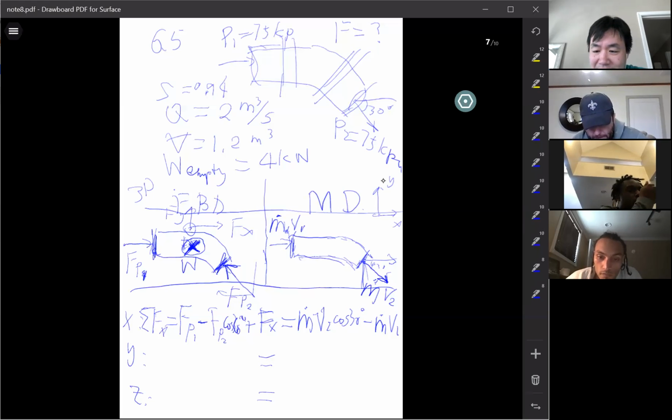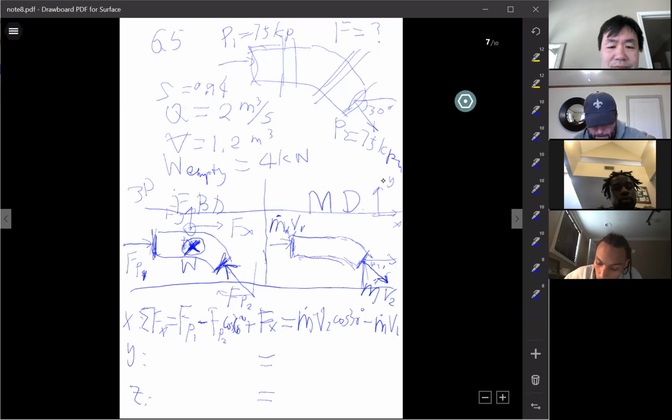Am I missing anything in the x direction? I guess that's it, right? Write it down before we can solve. Okay, I have 2 minutes. Let's do the y direction. Anybody give me the force balance in the y direction?